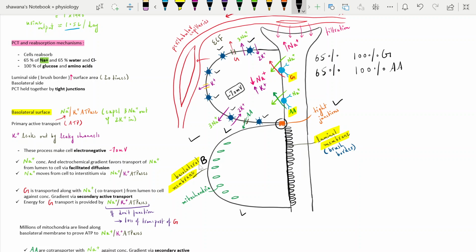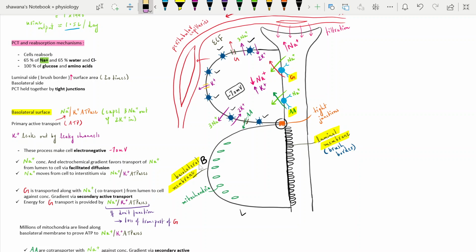These are known as the sodium potassium ATPases. Okay, and the function of the sodium potassium ATPases is to move sodium out and potassium in. They move 3 sodium out and they move 2 potassium into the cell against their concentration gradient.